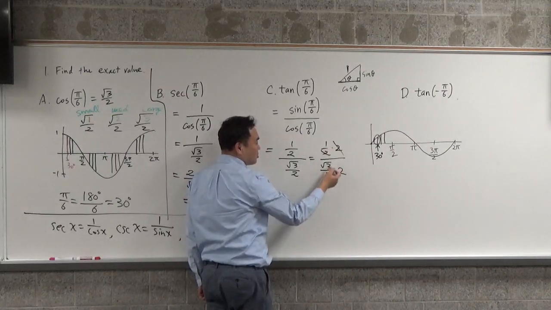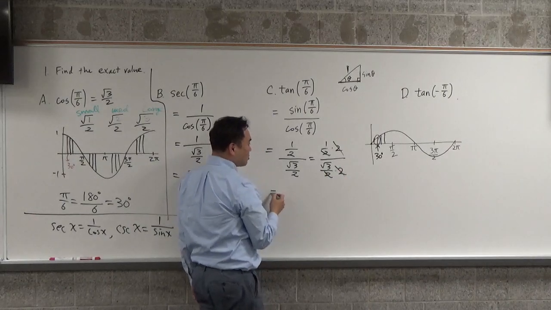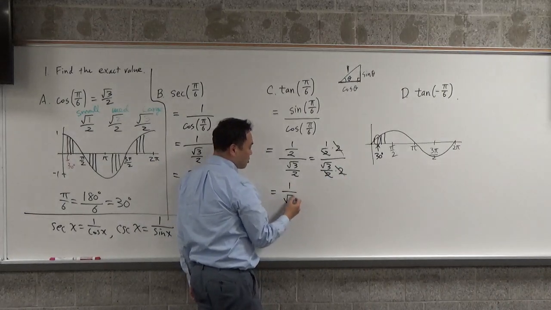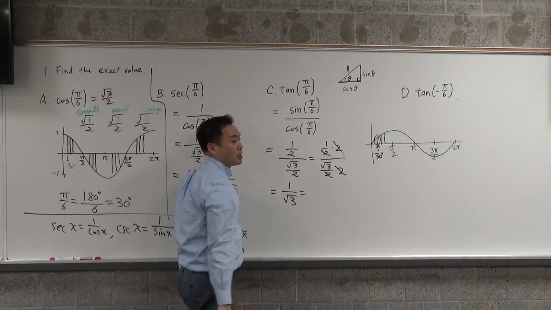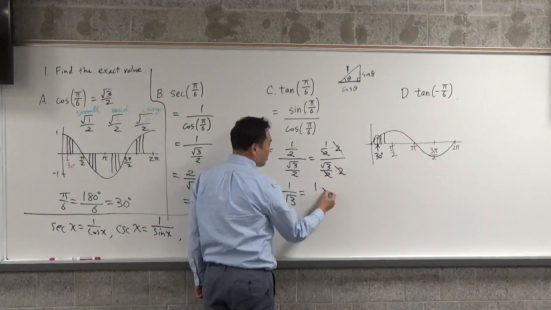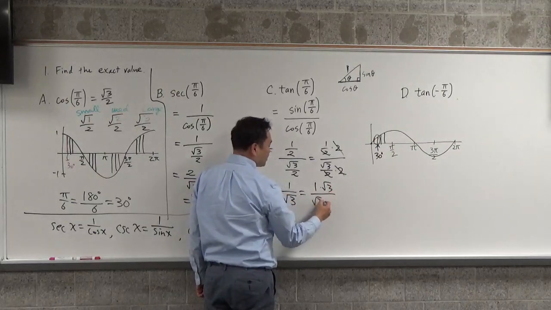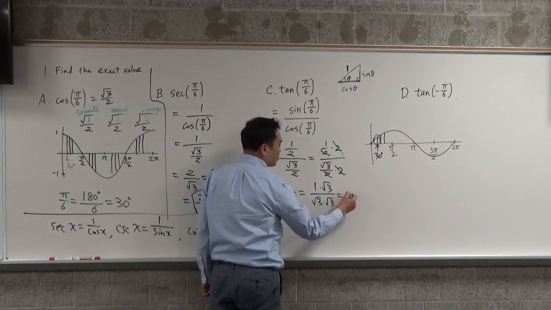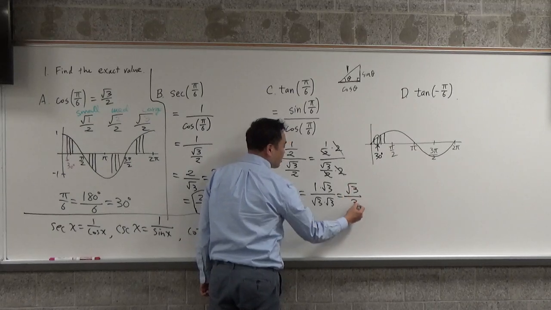So these cancel, which gives you 1 on the top, radical 3 on the bottom. Okay. What next? What should I do next? Multiply square root of 3 top and bottom. So that would be square root of 3 over 3.